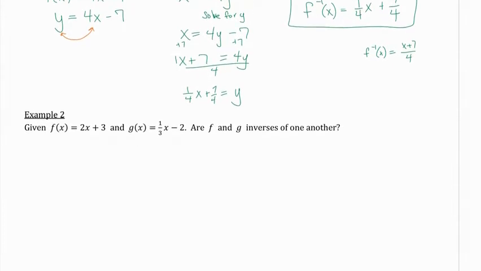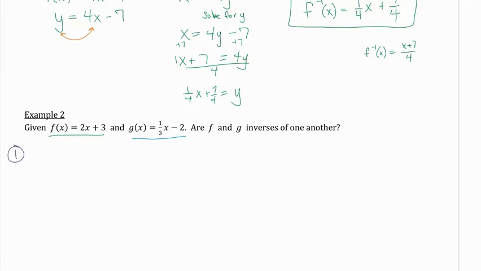Now we've got f of x is 2x plus 3, g of x is 1/3 x minus 2. We want to know, are those inverses of each other? Now, there are two ways you can figure this out. What most people do, what I think most of you will do, is take one of the functions, find its inverse, and see if it matches the other one.